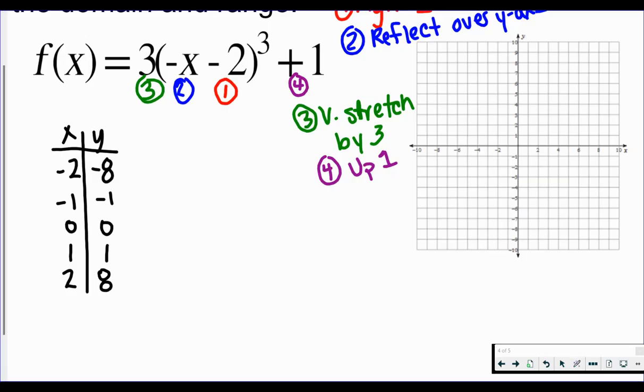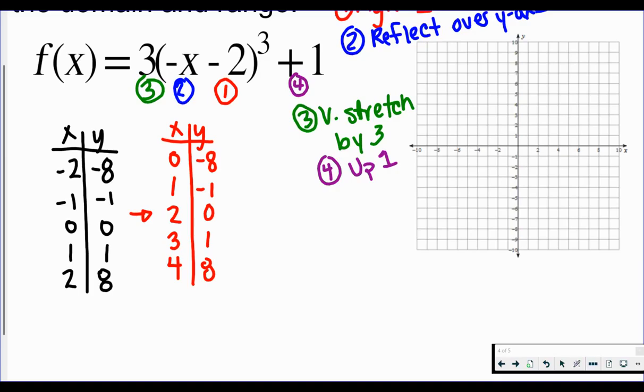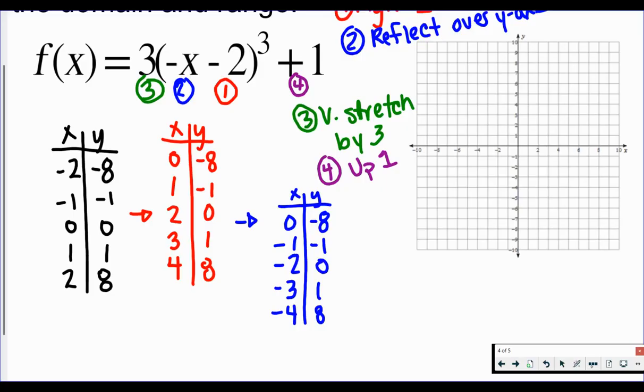Okay, so just like numerically, we said we went right, and then reflect over the y-axis. We're going to do the same thing in regards to our table. So we want to go right 2 first, which means that we are going to add 2 to our x values. And our y's will stay the same for now. Next thing that we do is the reflecting over the y-axis. So that requires us to multiply all of our x values by a -1. And again, our y values do not change.